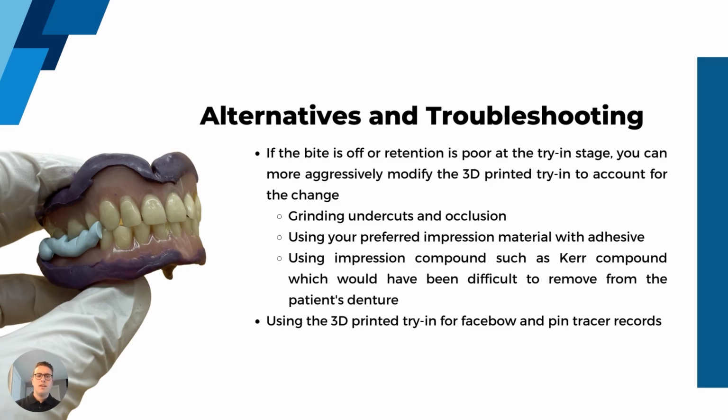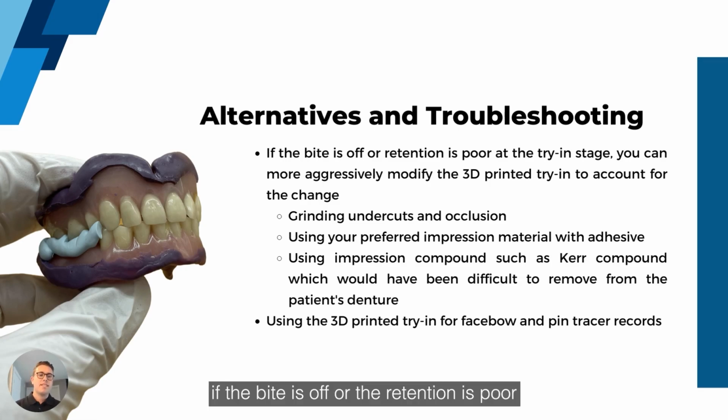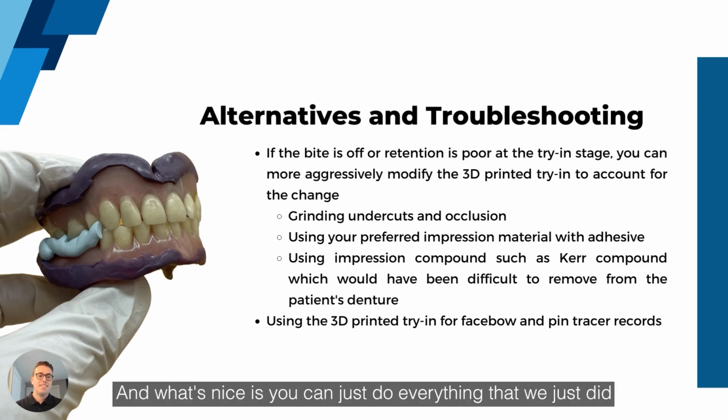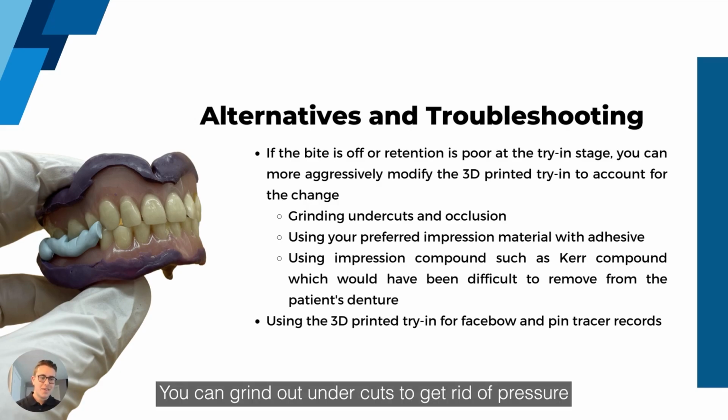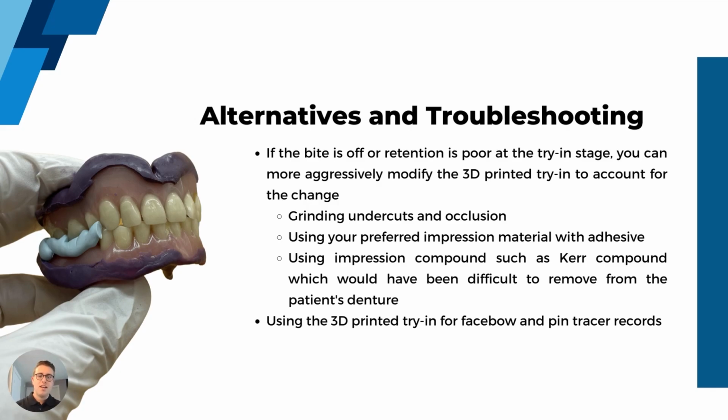So if the bite is off or the retention is poor when you get to your 3D printed try-in, what's nice is you can just do everything that we just did again. You can reduce peripheries or you can build them up. You can grind out undercuts to get rid of pressure.